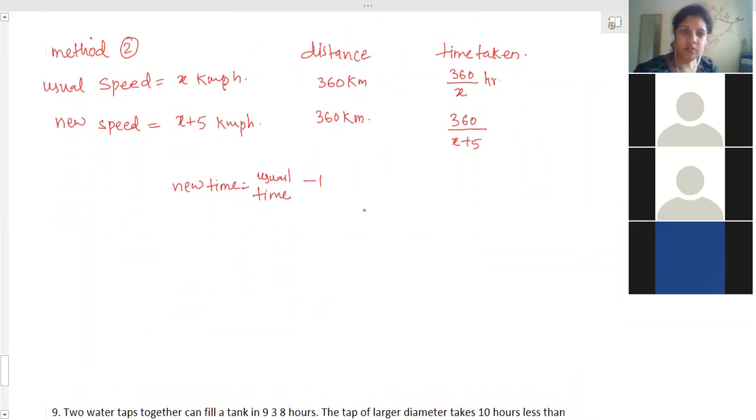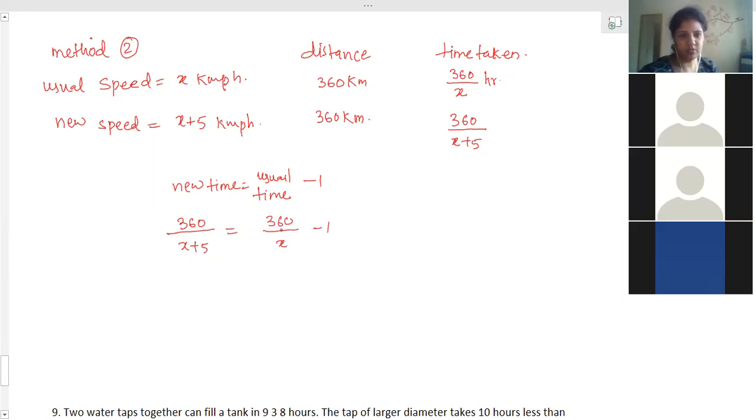So here the new time. What is the new time? 360 by x plus 5. That is equal to the usual time 360 by x minus 1. Is it clear now? Is this clear? Yes, ma'am. Now solve this question.